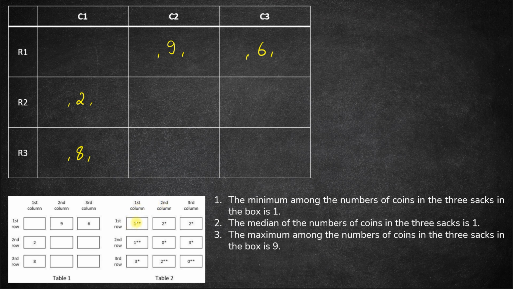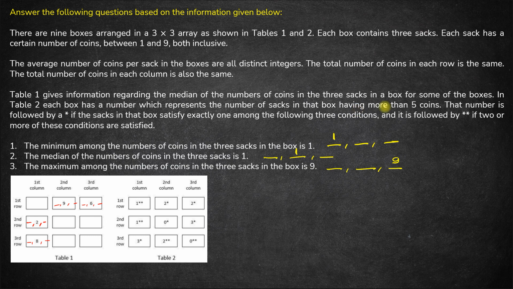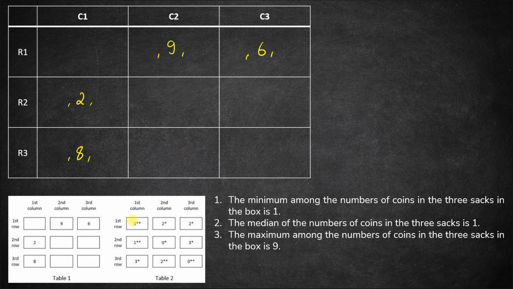So here it says there is only one sack which contains more than 5 coins. The number indicates the number of sacks containing more than 5 coins. So there is only one sack containing more than 5 coins. Okay, so there are 3 sacks in all these boxes. In this box there is only one sack containing more than 5 coins. Hence that sack would be the sack containing the highest number of coins.